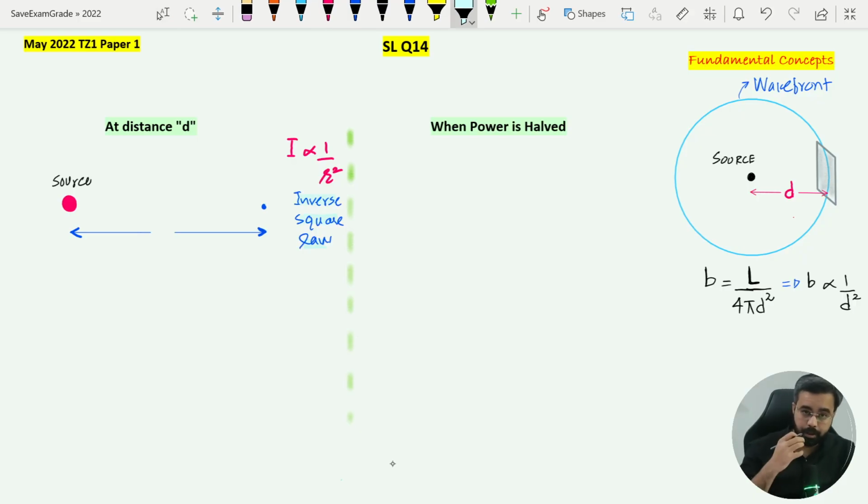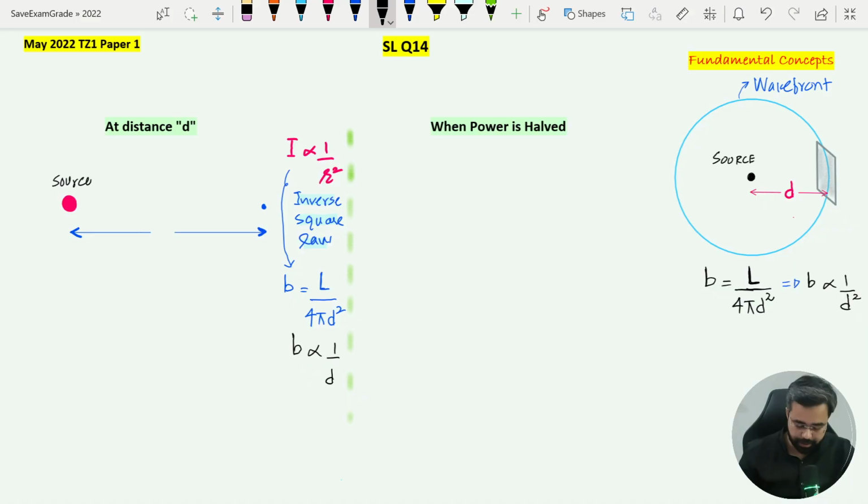But in our new IB syllabus, it is clearly mentioned that this intensity, you can take this as the apparent brightness, is equal to luminosity, which is equivalent to the power in the previous IB syllabus, divided by 4 pi d square, where d is equivalent to the distance r. So if I write the same inverse square law, I can write the apparent brightness, in other words the intensity, is inversely proportional to the distance squared.